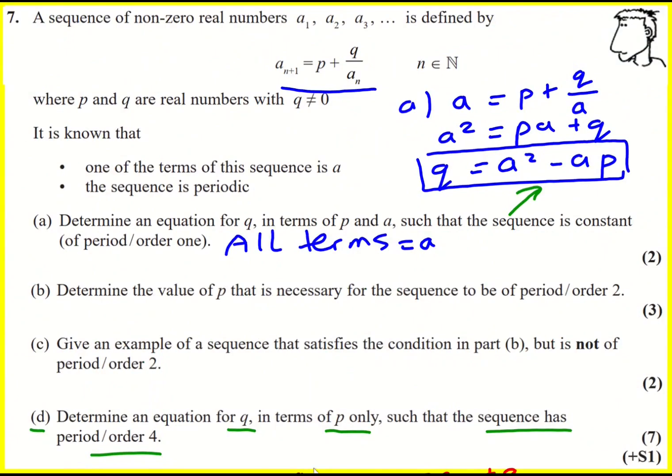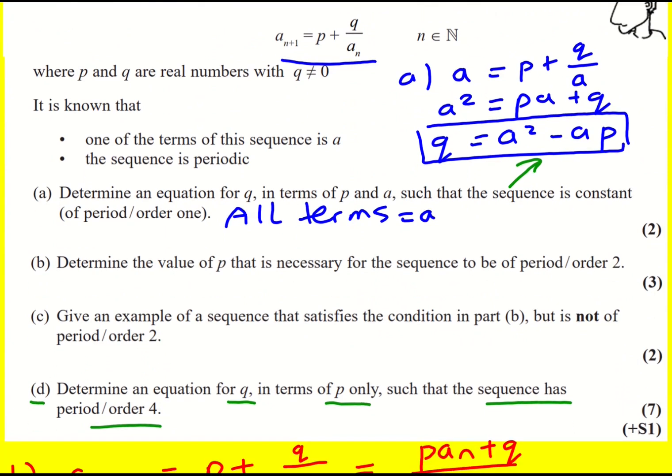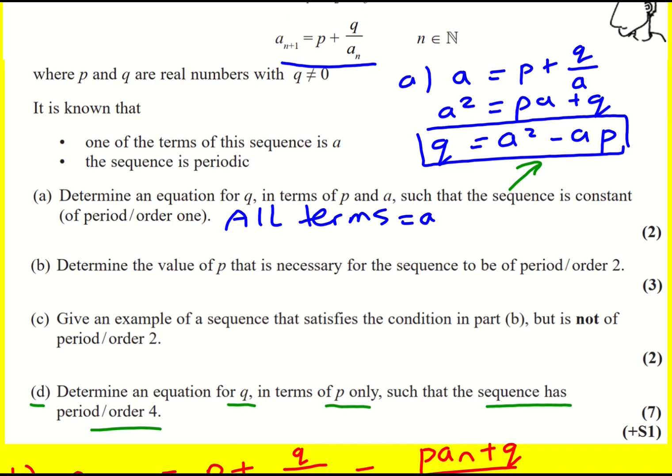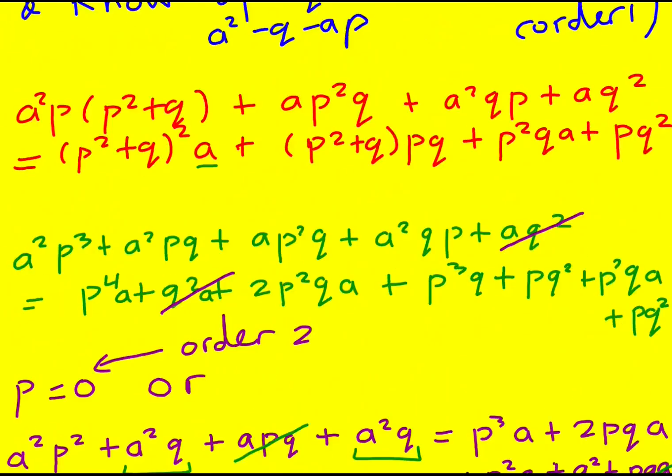So I think this is a fantastic question. It really just links in certain properties to get order 1, 2, and then finally 4, which we managed to do here.